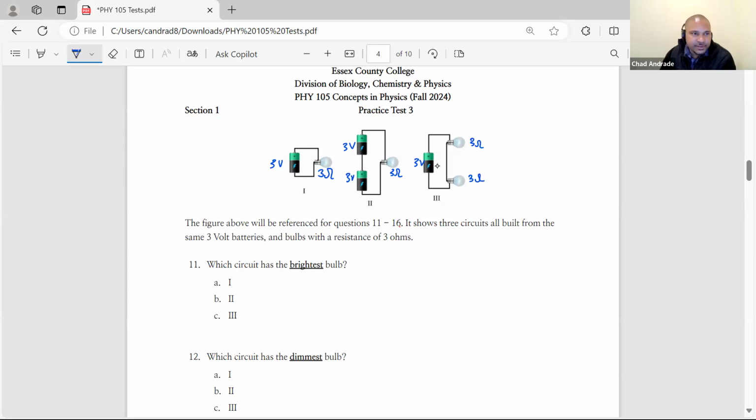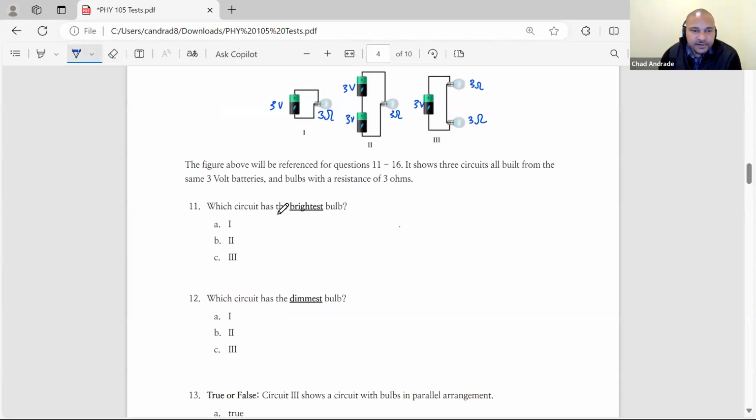Didn't do that one right. This is 3 ohm, right? And then our job is to answer the questions that follow. So the first question says, which circuit has the brightest bulb? You guys help me out. Which one of these circuits has the brightest bulb? I see B. All right. So you know what helps with this?